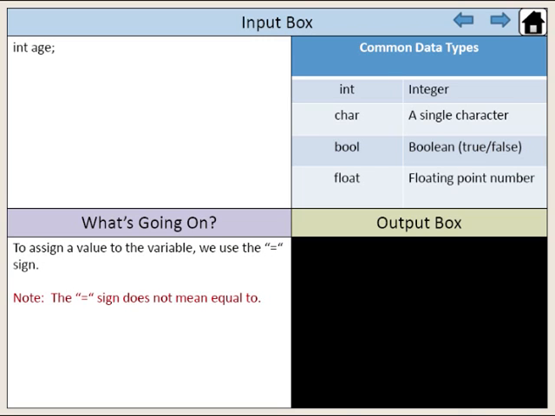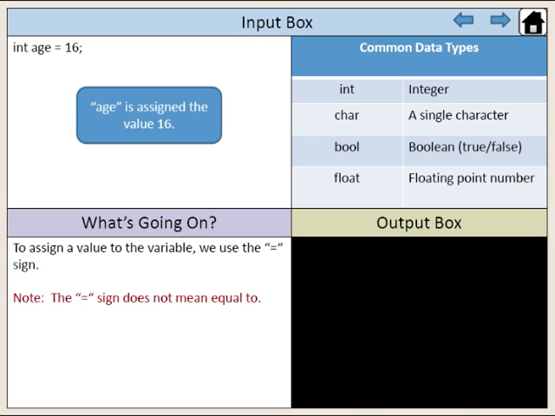To assign a value to the variable, we use the equal sign. But note, in C++, the equal sign does not mean equal to. In this example, the variable age is assigned the value 16.